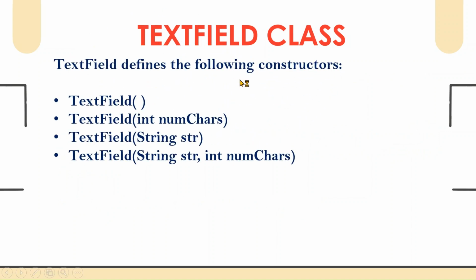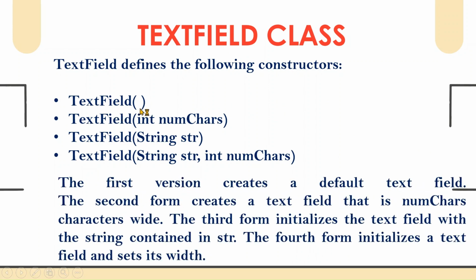Now we have some constructors for the TextField class. We have a constructor without any parameters, then a constructor with the number of characters, where you need to specify how many characters you want to enter into the text field. Third, a string to be shown in the text box by default whenever you execute your application. And the fourth one shows a default string with a number of characters.